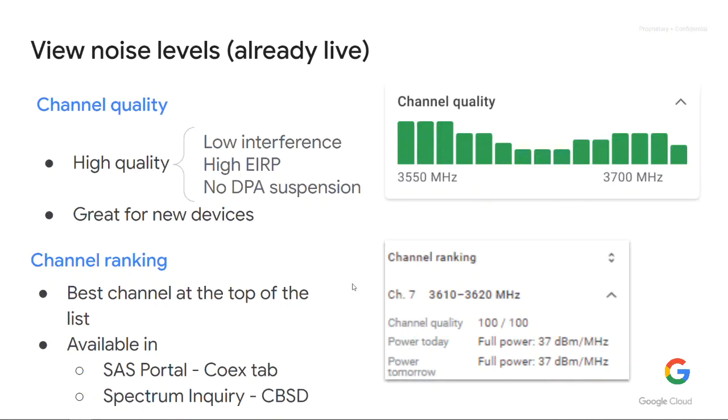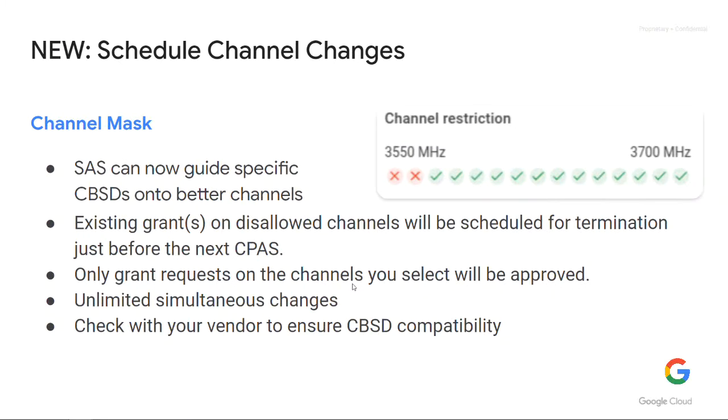And so those are currently available in Google SAS to everyone. And you can check that out in your portal login. But now we're adding 2 additional features to assist with your frequency choice. And the first of these is called scheduled channel changes.